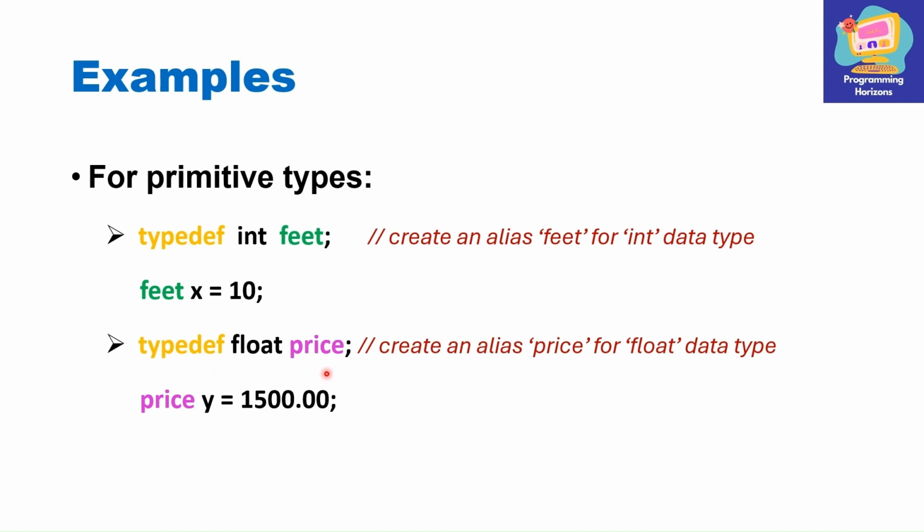Same thing we have done in the second example where we have written typedef float price. Here, price is an alias for existing primitive type float, and therefore in the last line we have written price y equal to 1500.00 instead of float y.